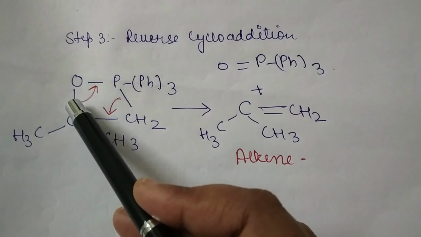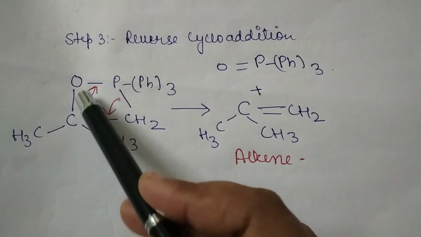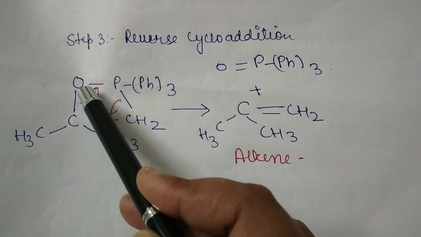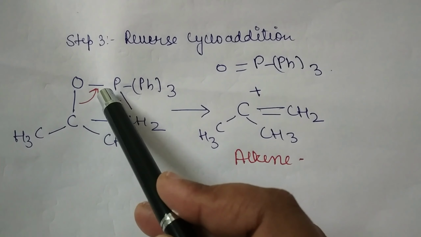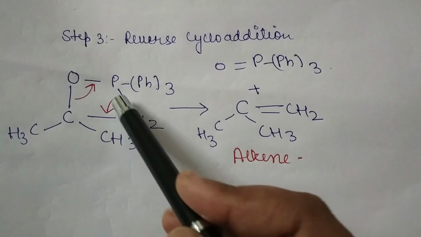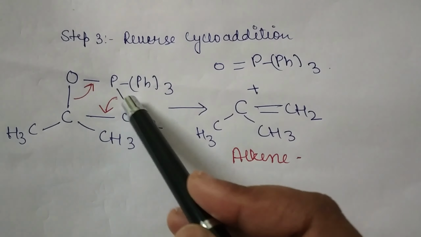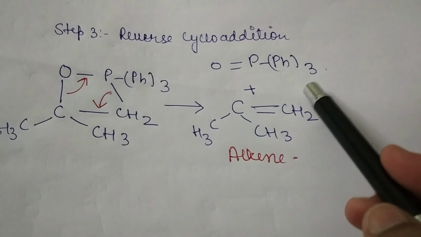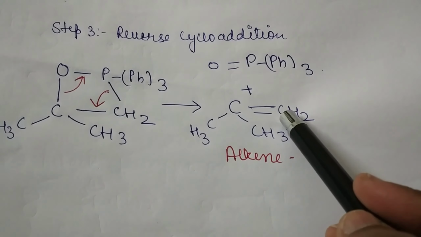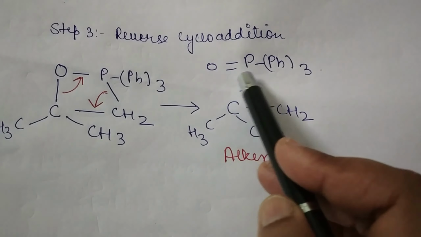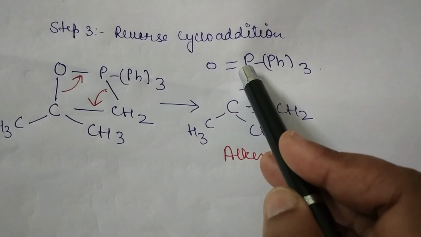Here you can see the bond between carbon and oxygen will break and the electrons are utilized to form a bond between phosphorus and oxygen. So the bond between phosphorus and the CH2 group will break and these electrons are utilized to form a double bond between these two carbons. So here you can see the carbon with double bond CH2, and here oxygen forms a bond with this phosphorus group.